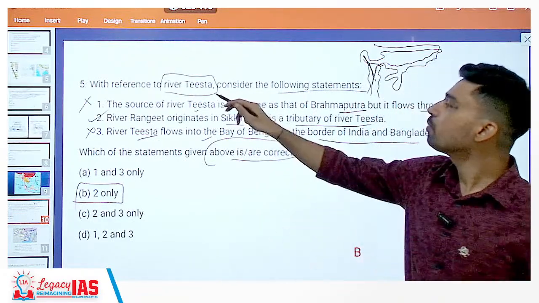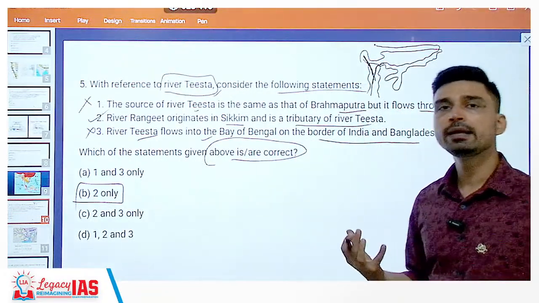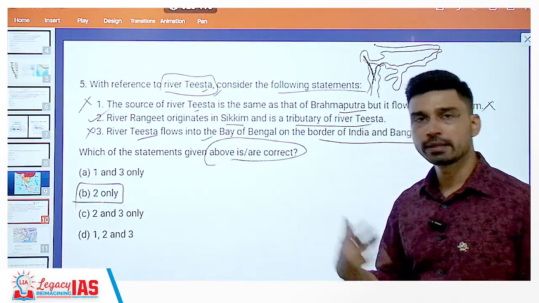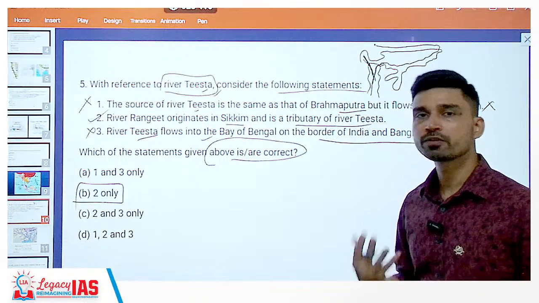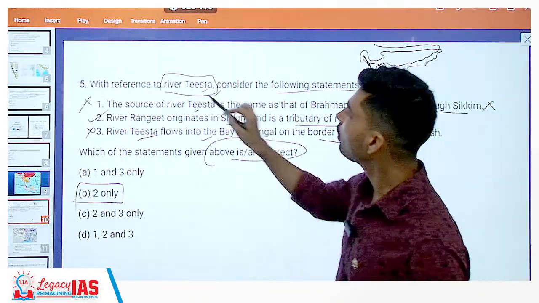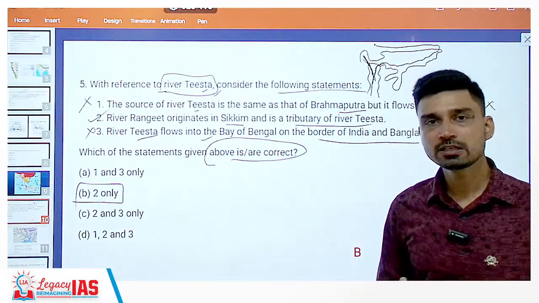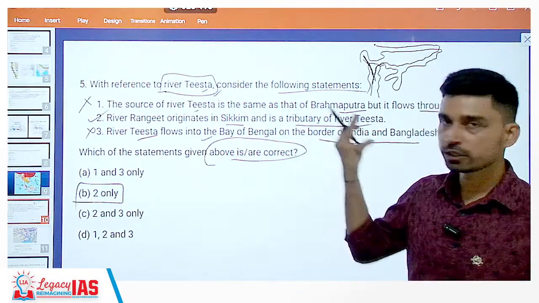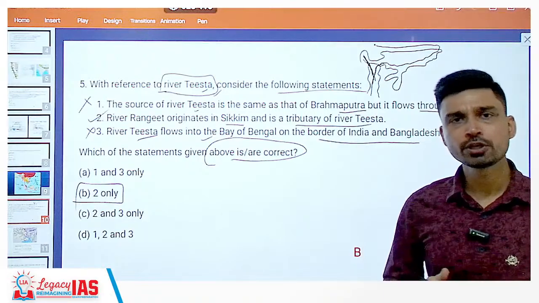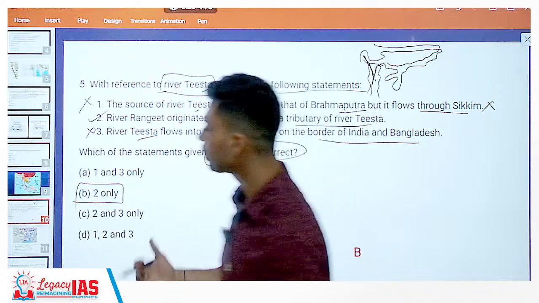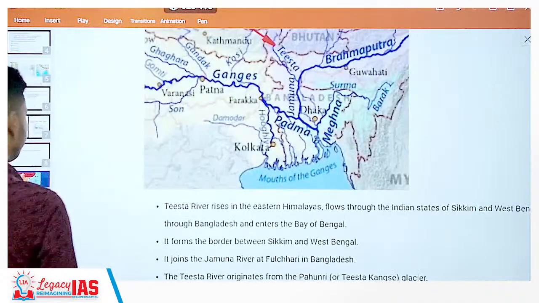The Tista river is a very important river because between India and Bangladesh there has always been a dispute going on about the sharing of Tista river water. West Bengal is very much dependent on the Tista river for its agricultural productivity, and Bangladesh, especially the rice growing areas of Bangladesh, is also heavily dependent on the river Tista and the water that it brings.